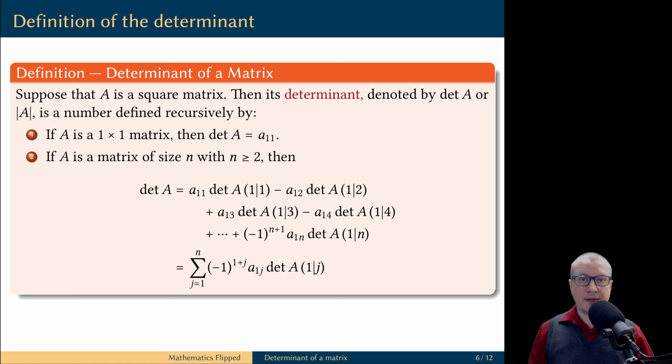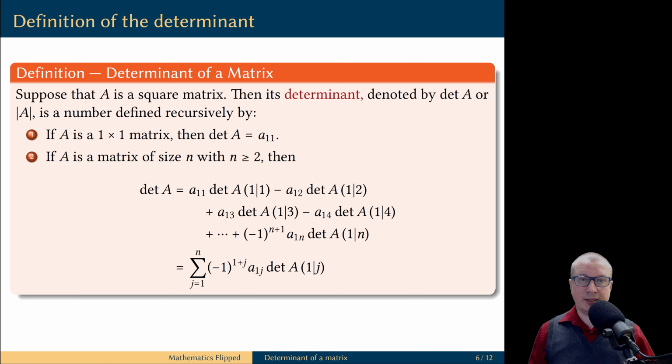In the general case, if A is a matrix of size n, where n is at least 2, then we define the determinant of this matrix using the following formula. We take all entries in the first row of the matrix one entry at a time. We multiply each entry by the determinant of the submatrix that is obtained from the matrix A by deleting the row and the column in which the entry appears. And then we create an alternating sum of these products.